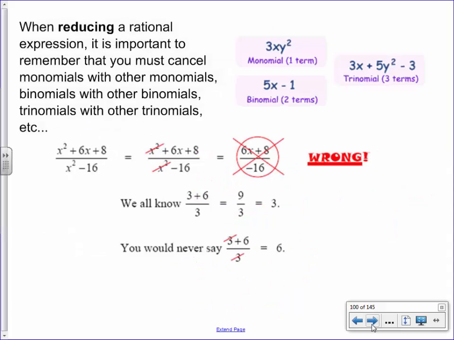Okay, here's a slide that basically talks about what I was saying here. If you have, say, 3 plus 6 over 3, you cannot cancel those 3's. It's the same thing with these x squareds right here. Don't do that. Again, canceling is totally valid when you're doing fractions, but wait for the opportune moment. And this was not it.